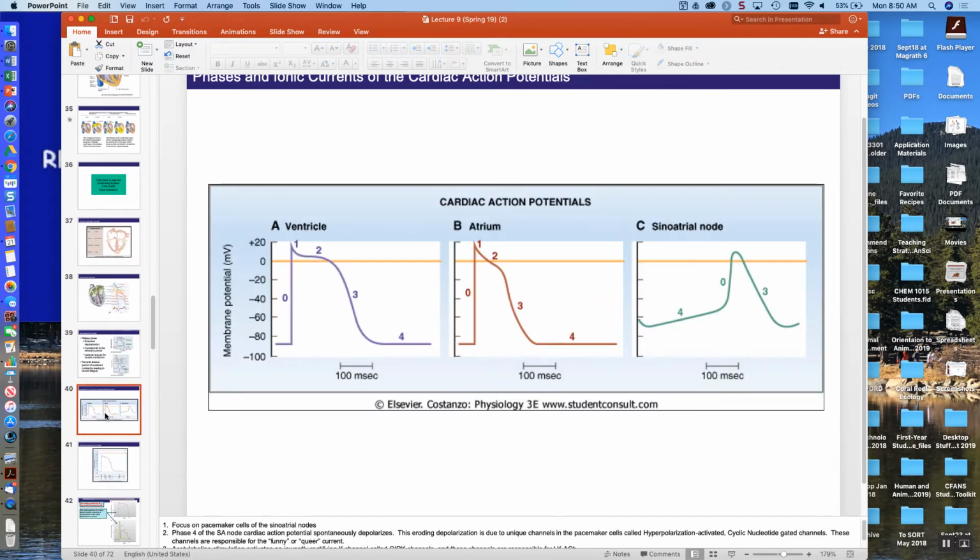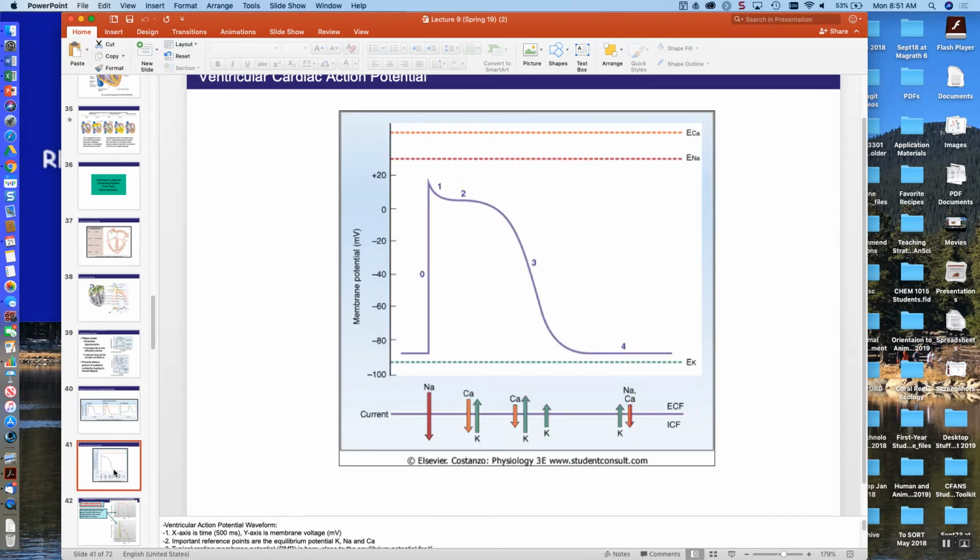All right, so again, what we're going to focus on today is what happens in the ventricular myocytes, that's A, and in the SA node. Don't worry about the atrium. We're just going to take the two extremes. So let's talk about this. Again, this is the ventricular myocyte with the prolonged plateau phase.